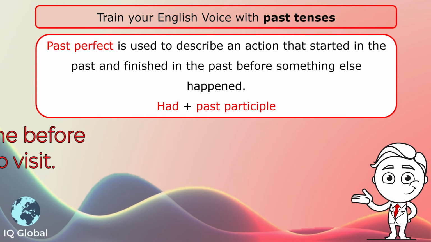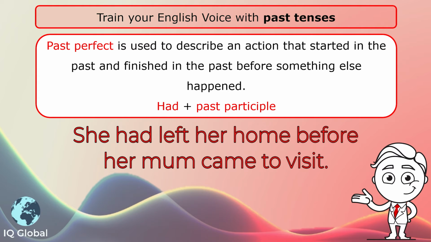Another example, she had left her home before her mum came to visit. The action that had started in the past and was finished was that she had left her home. And the second action, something else that happened, her mum came to visit.